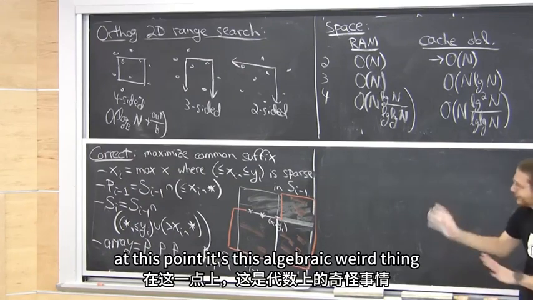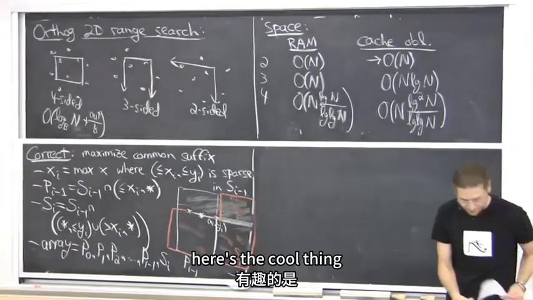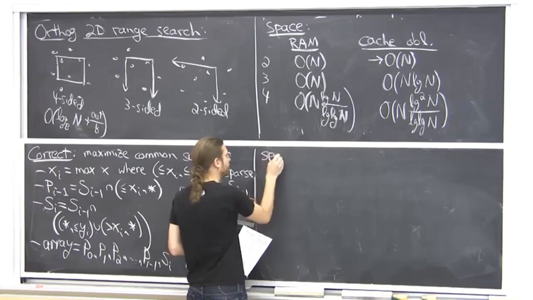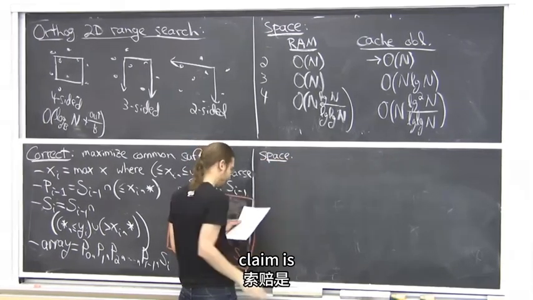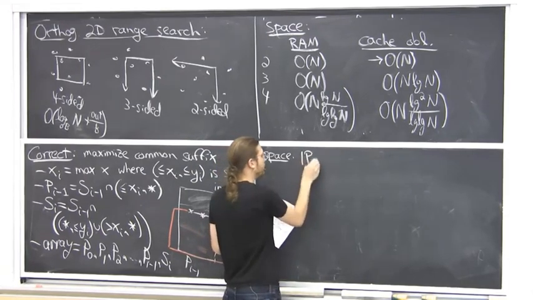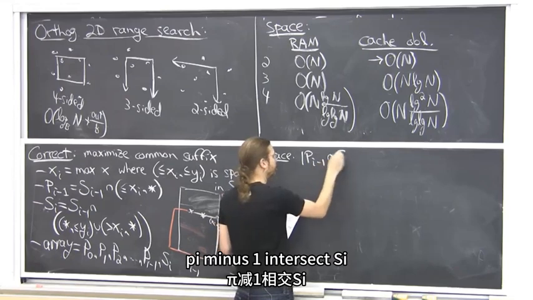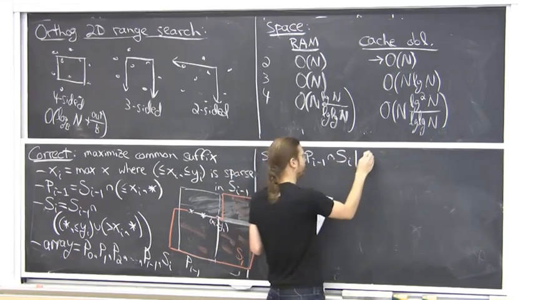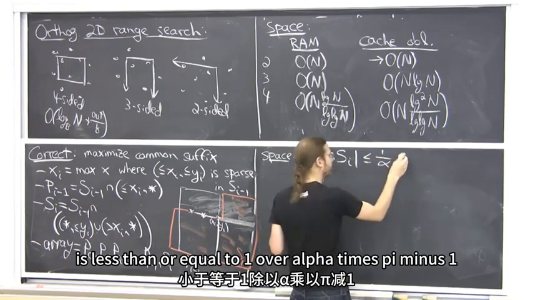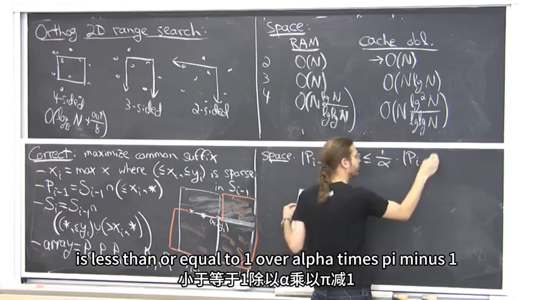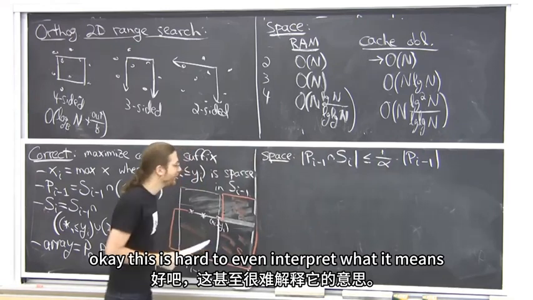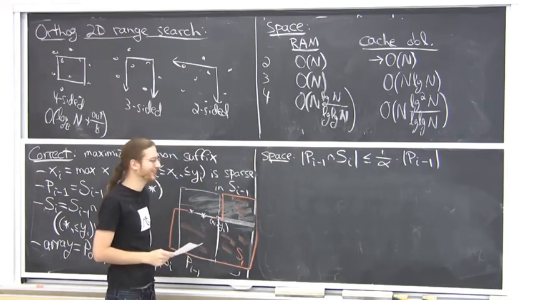At this point, it's this algebraic weird thing. But here's the cool thing. For the space bound, the claim is that P_{i-1} intersect S_i is less than or equal to 1 over alpha times P_{i-1}. Okay, this is hard to even interpret what it means, but it's good news.